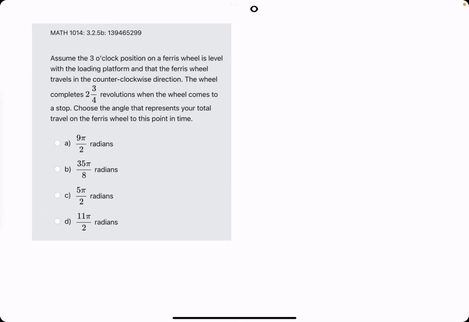Okie dokie. In this problem, they say assume the 3 o'clock position is level with the loading platform. The Ferris wheel is going in the counterclockwise direction. The wheel completes this many revolutions. When the wheel comes to a stop, choose the angle that represents your total travel.